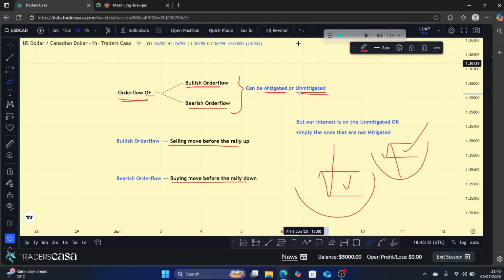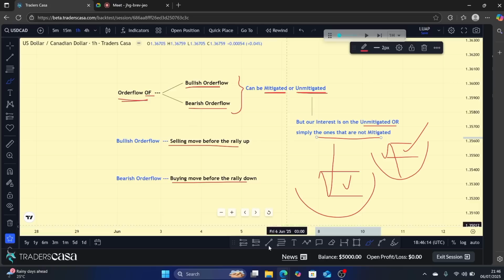we are only interested in the unmitigated ones, because the mitigated ones are already tested, and if it's tested, there is a low probability that price will react from it. So the unmitigated ones, the ones that are not tested, those are the ones we're interested in. So if it's not mitigated, that's where our interest is. If it's mitigated, we just ignore them.